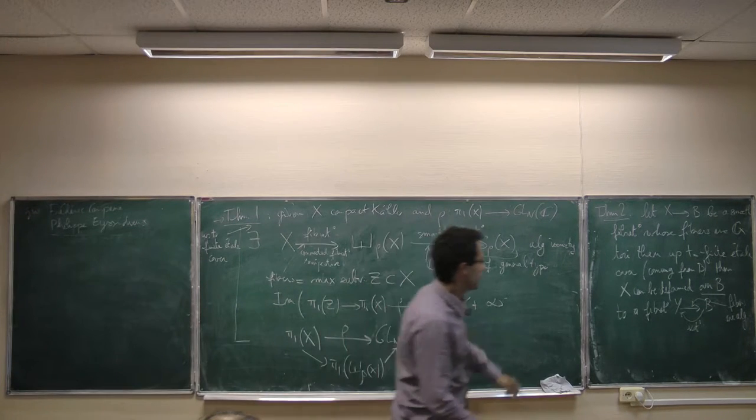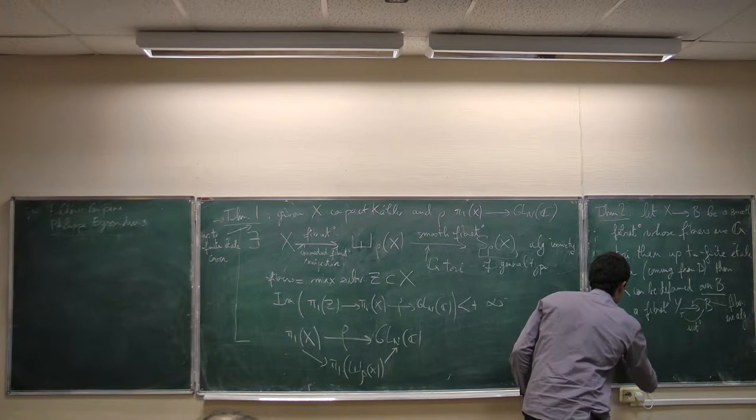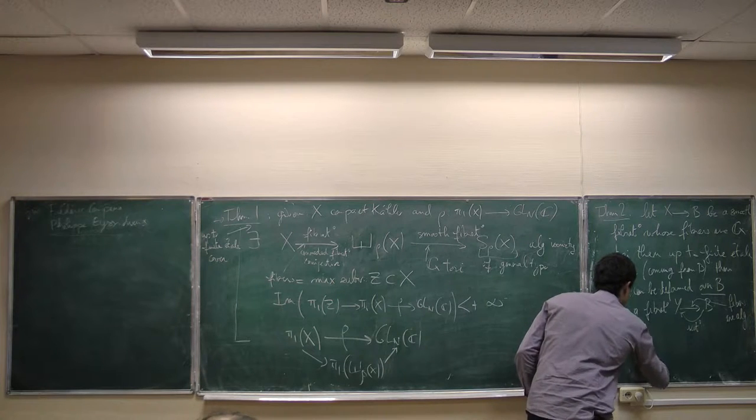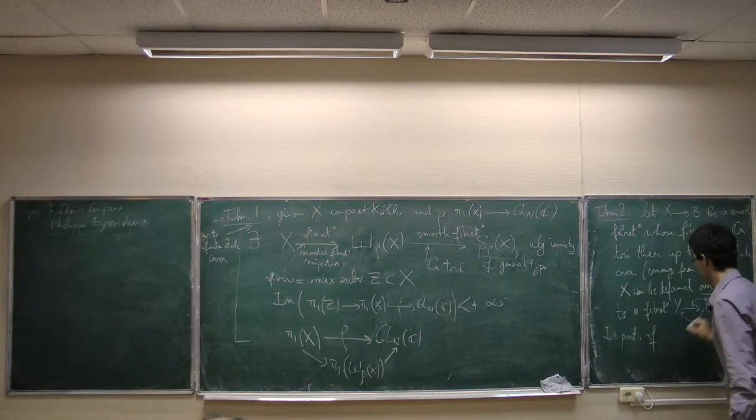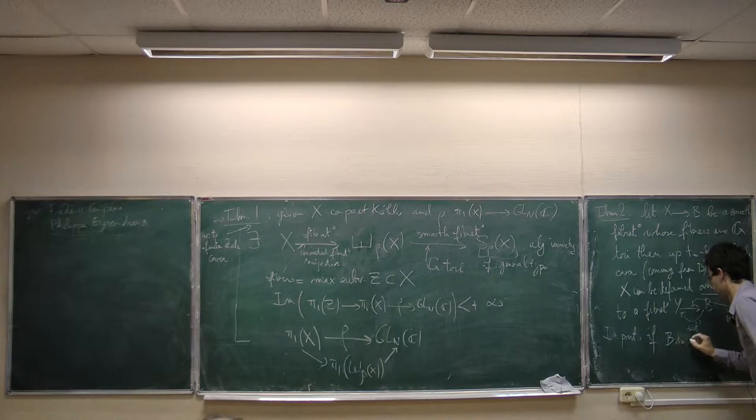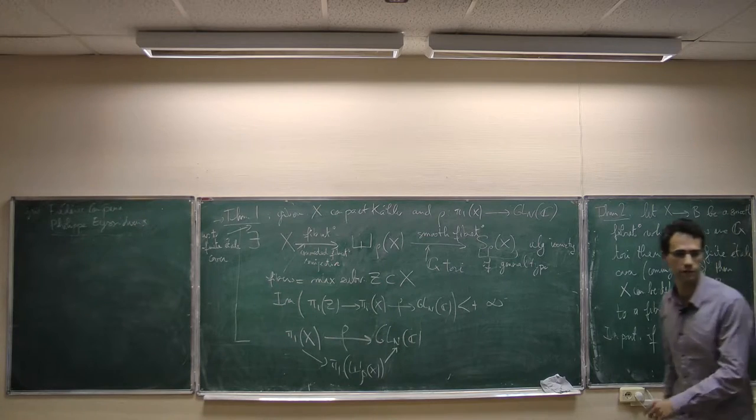In particular, if B is algebraic, then Y is as well. Because we have a compact Kähler manifold, which is, in some sense, algebraically connected. So any point can be connected by a chain of.